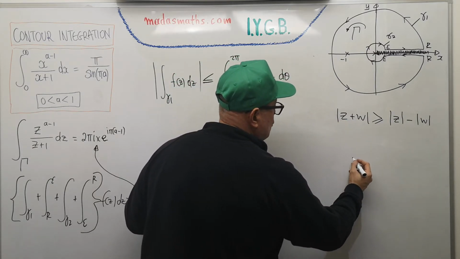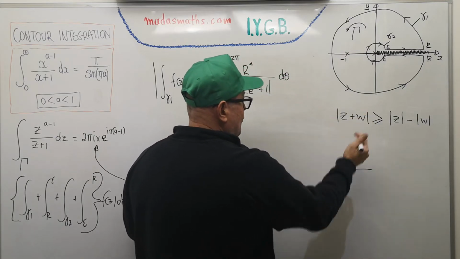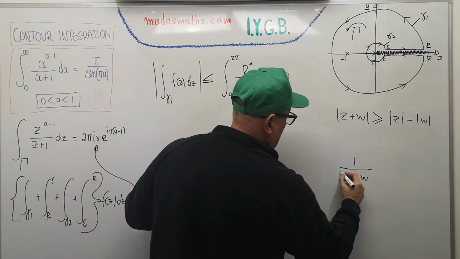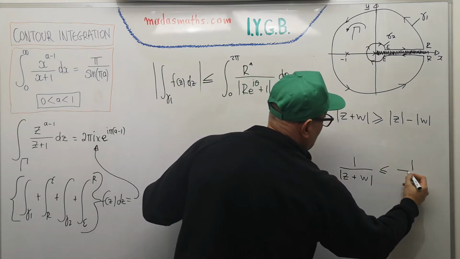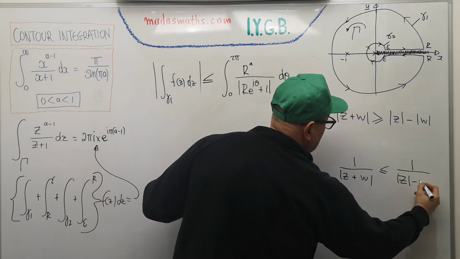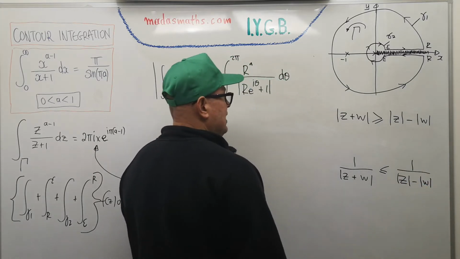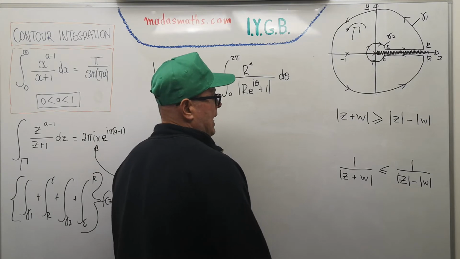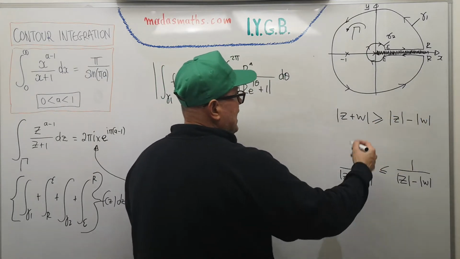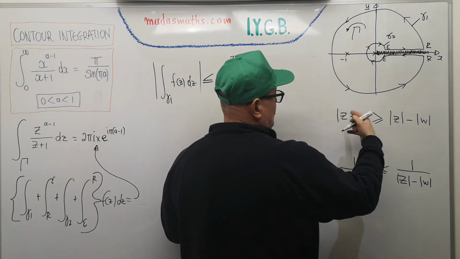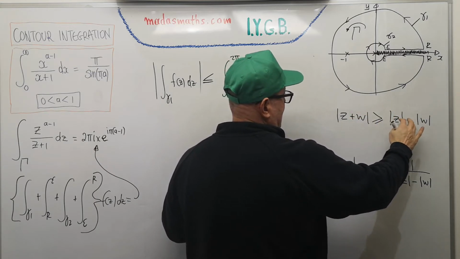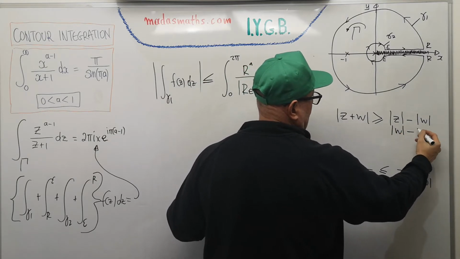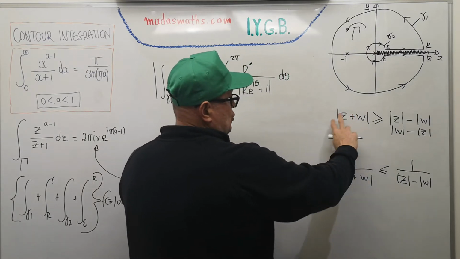What I would like to do is to say, if I flip it, 1 over the mod of z plus w is less or equal to 1 over the mod of z minus the mod of w. In order to do that, they must have the same sign. There can't be different signs, and therefore I have to have this being bigger than that. So the mod of z plus w is definitely bigger than that. If you write it the other way around, it's the same thing if we swap those.